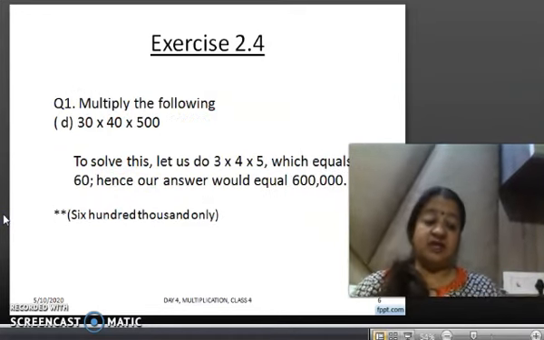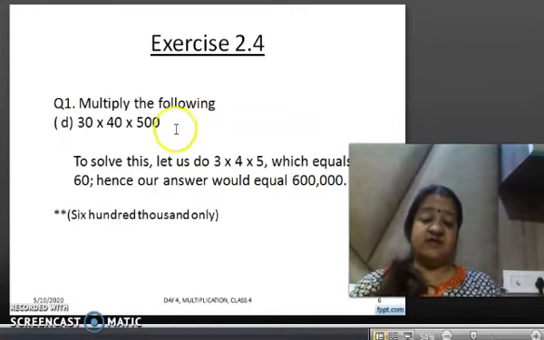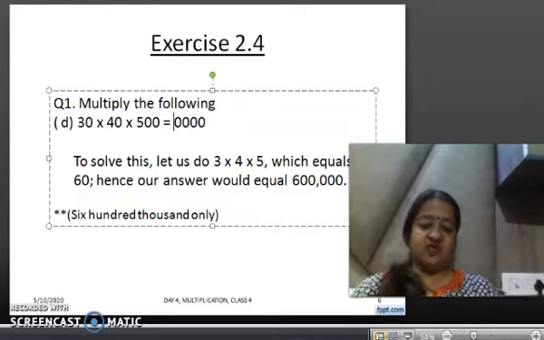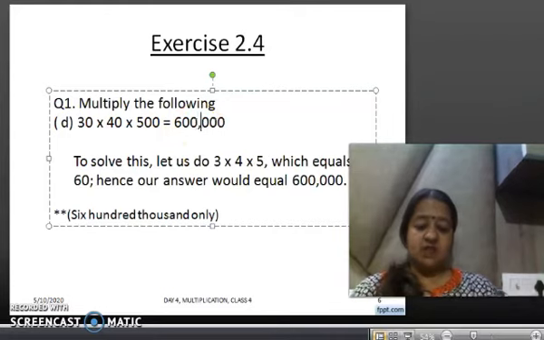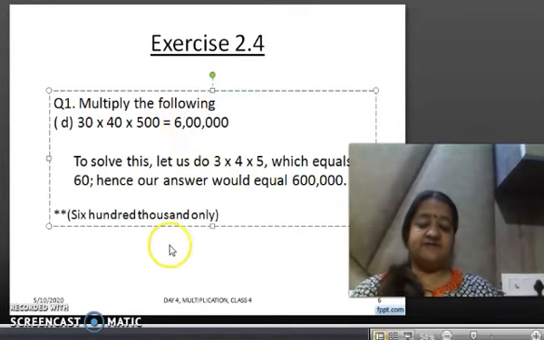Shall we move further? The D part. Now I am having 3 numbers to be multiplied together, right? How many zeros first I will count? 1, 2, 3, 4. And what remains? 3 into 4. What is your answer? 12. Then 12 into 5 is 60. So what answer do you get? To read it nicely, we can put commas. So my answer is 6 lakhs. Right? Over here, the answer is 600,000.